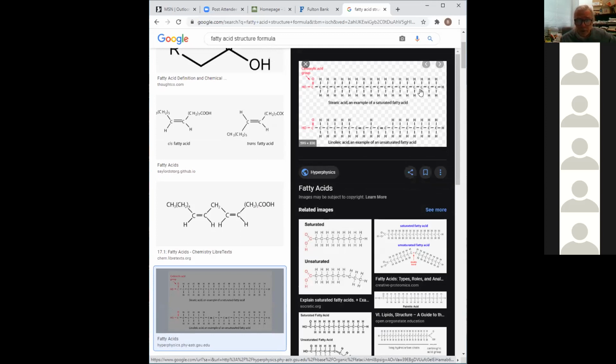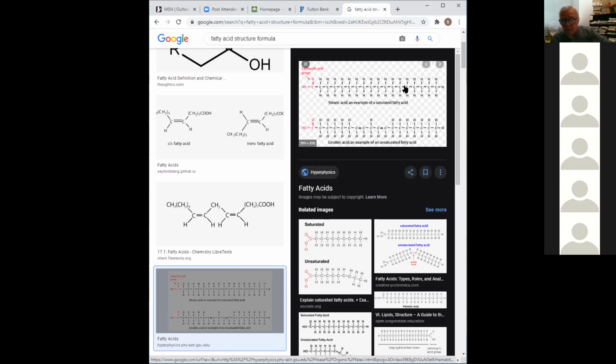But this part here is hydrocarbon. It's fat. The fat is just carbon and hydrogen. So this is the fatty part. That's the acid part. So that's what makes it a fatty acid.